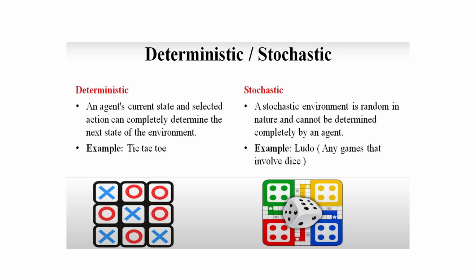A good example is tic-tac-toe, which is deterministic. Why? Because it is a two-player game. Wherever we set the current state, player 1 and player 2 will move according to the current state and the selected action. The ultimate goal is to either win, lose, or draw the game. So this is about the deterministic environment.